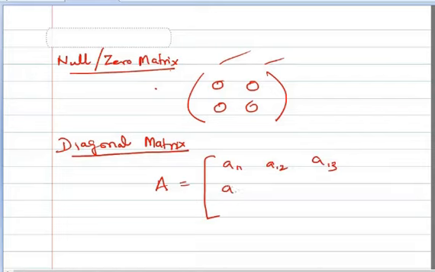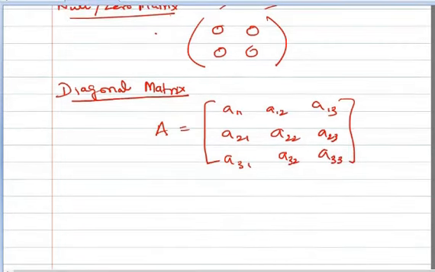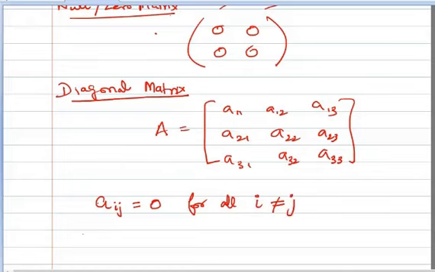The general notation for the matrix is A is equal to A11, A12, A13, A21, A22, A23, A31, A32, A33. So in a square matrix like this, if all the elements A_ij are equal to 0 for all i not equal to j. So what does this mean? i not equal to j.